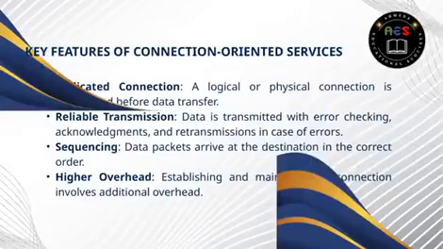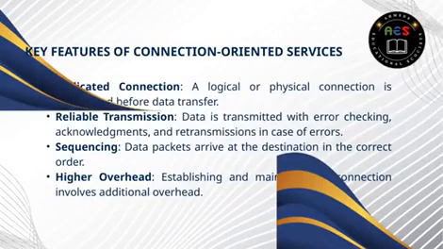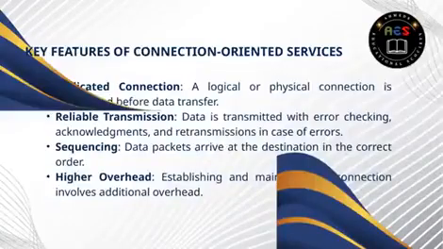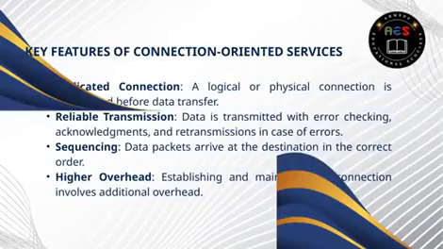Let's take a closer look at some key features of connection-oriented services. First, they establish a dedicated connection, which can be either logical or physical, before any data transfer begins. This means that both ends agree on a path or a channel to communicate, ensuring a reliable link. Next, reliable transmission is a cornerstone. Data is sent with error checking, acknowledgements, and if necessary, retransmissions. This process helps guarantee that the data arrives intact and correctly at the destination, which is essential for applications that require accuracy.